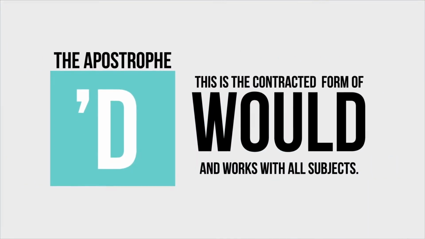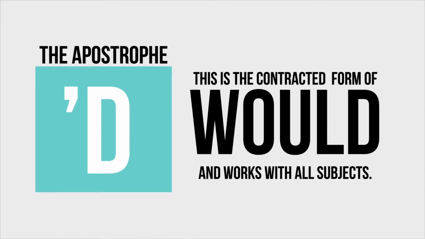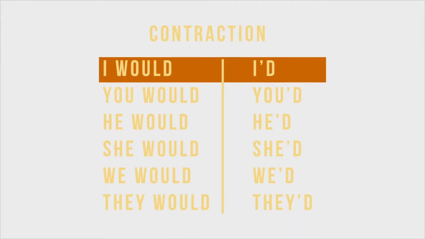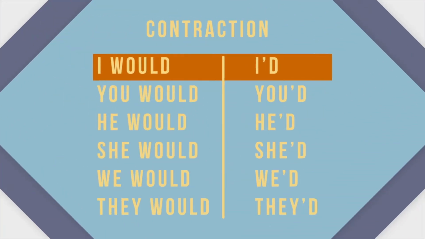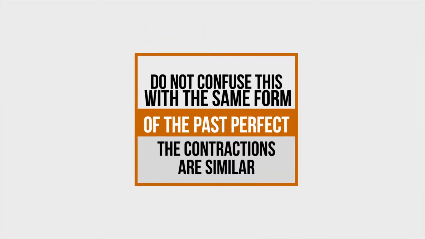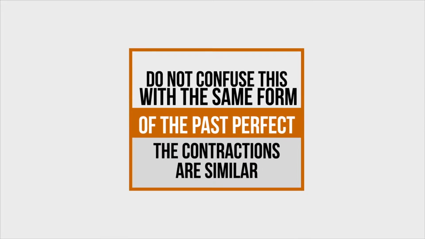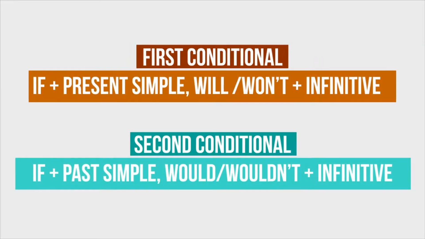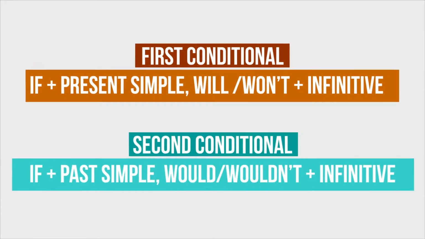The apostrophe D is the contracted form of would and works with all subjects. For example, I'd, you'd, he'd, she'd, we'd, they'd. However, do not confuse this with the same form of the past perfect. The contractions are similar. It is a good idea to remember the formula for second conditional.